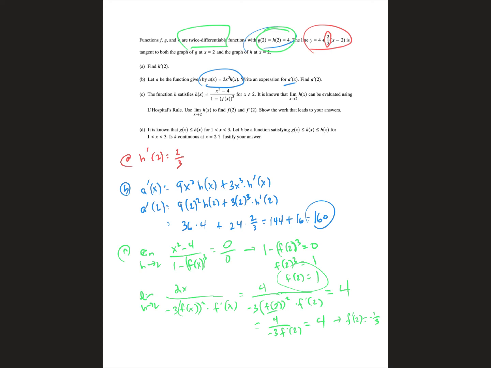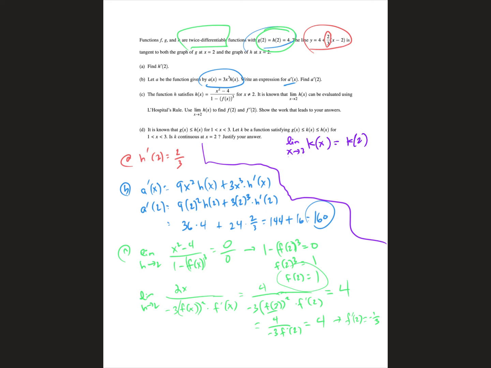And then part D. Part D was just a little tricky because of the requirements of proving it. So if you know something is continuous, you have to satisfy two conditions. If we want to prove that k is continuous at 2, we have to prove that the limit as x approaches 2 of k of x equals k of 2. So you have to address both of those things.